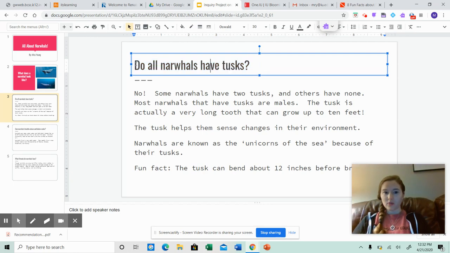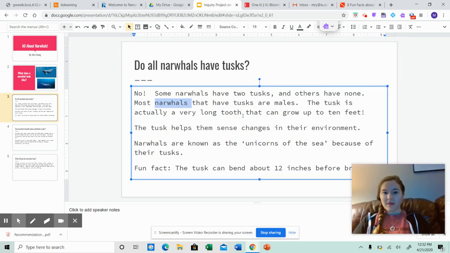So my first question was, do all narwhals have tusks? And then I took the answers that I found in my research and I put them into this slide. So no, they don't all have tusks. Some of them have 1, some of them have 2, and some of them have none. So then I also went into a little more detail about this question.